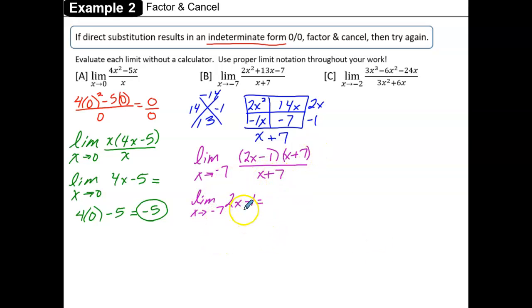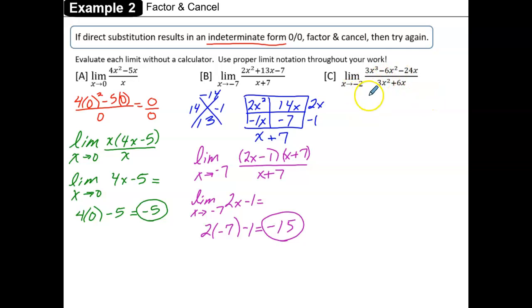So we'll find where that hole is, approaching negative 7 here, by substituting the negative 7 in for x with direct substitution. 2 times negative 7 is negative 14, minus 1 is a negative 15. And so the limit as x approaches negative 7 of the quantity 2x minus 1 is negative 15. Okay, you're going to pause the video and try example C on your own, and then you can resume when you're ready to go over that one together.